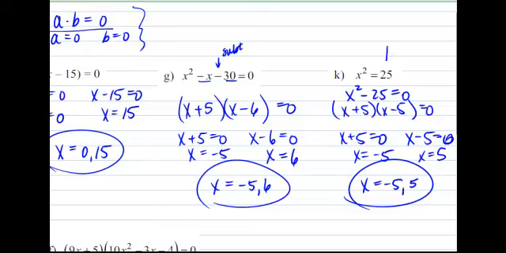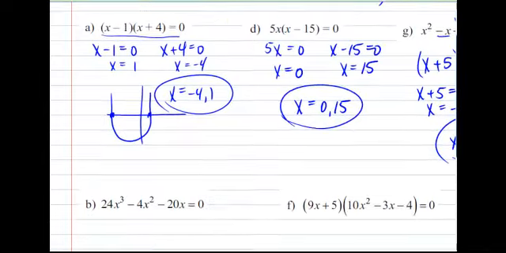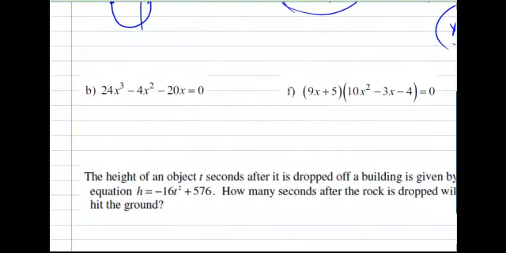So the key to this one is that my equation has to be set equal to 0 before I can solve using the identity that we're doing. Okay, so let's practice two more, and then a word problem.